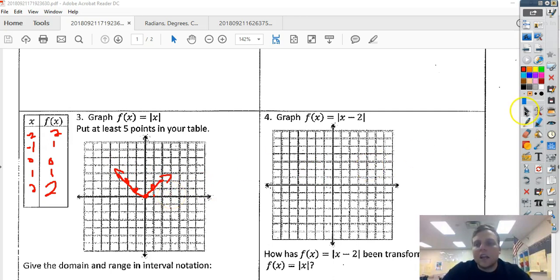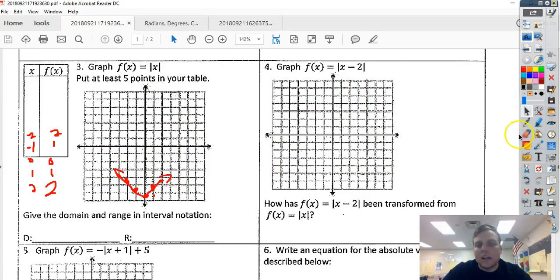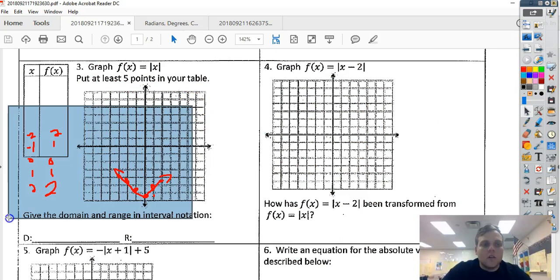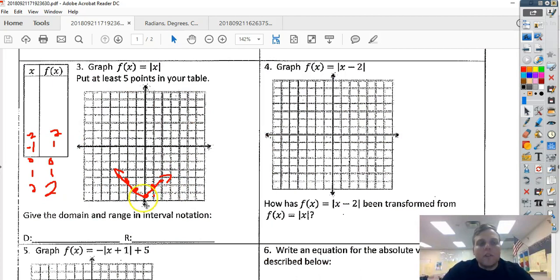It says give the domain and range in interval notation. Sorry, this guy's about to move a little bit. I don't know how to freeze it on the board. Okay, so, I was hoping I could select it and move it up. Okay, well, this guy should be all the way up here at 0, going like this.